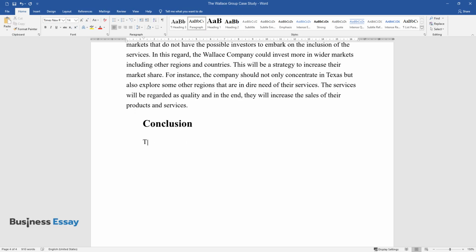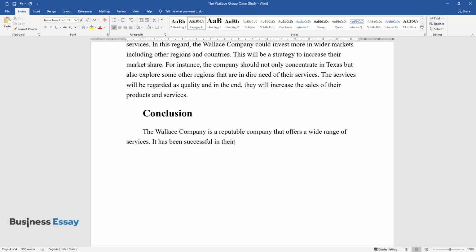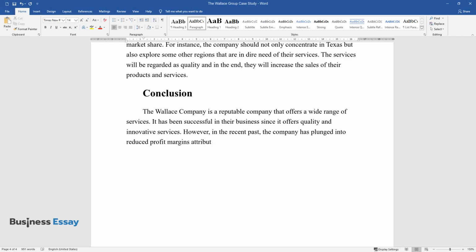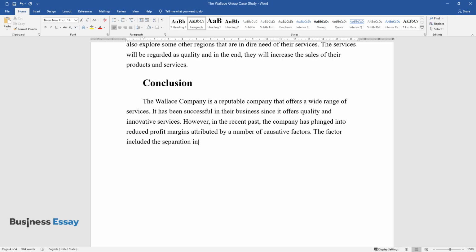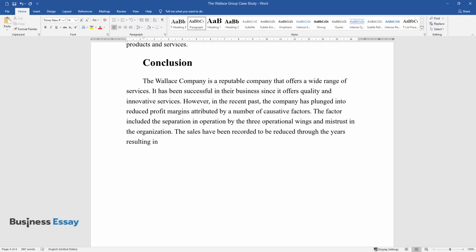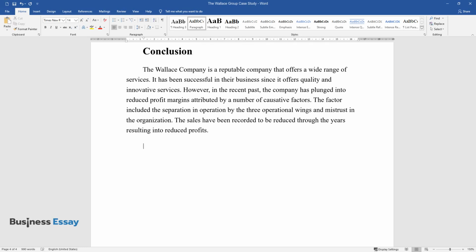Conclusion. The Wallace Company is a reputable company that offers a wide range of services. It has been successful in their business since it offers quality and innovative services. However, in the recent past, the company has plunged into reduced profit margins attributed to a number of causative factors. The factors included the separation in operation by the three operational wings and mistrust in the organization. The sales have been recorded to be reduced through the years, resulting in reduced profits.